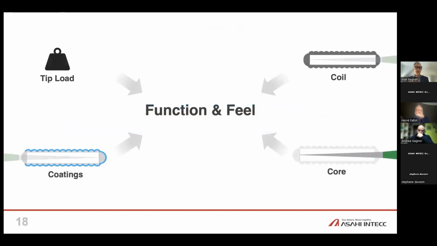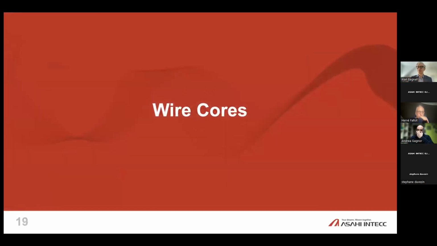So we have coatings, we have cores, we have coils. One other feature is called the tip load, which is how stiff the wire is, how much it bends when you push on it. Together they contribute to determining the function of the wire and how it feels when it's in your hands and when you're engaging the lesion with your wire. So let's take each of those in turn. Wire cores.